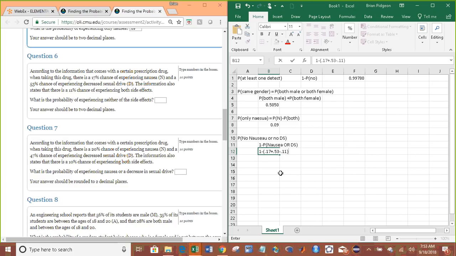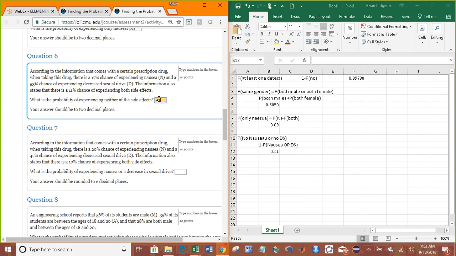So no nausea or no decreased sexual drive, that's neither event. So it's going to be 1 minus the probability of nausea or a decreased sexual drive, and then we're just using that formula for OR. And I should probably put an equal sign in front of that. 0.41. Oh, another one. Okay.